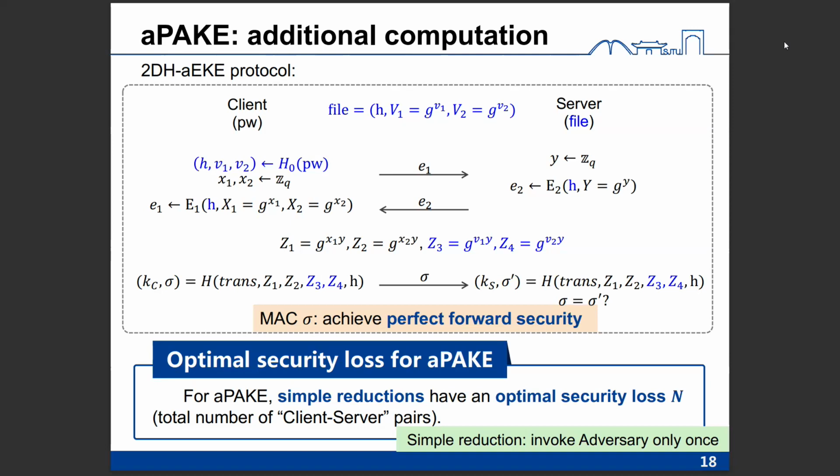In this work, we finally prove that for APAKE, simple reductions have an optimal security loss in the total number of client-server pairs. Here, simple reduction means the reduction algorithm just invokes the adversary A only once. Almost all known proof techniques fall into this type of simple reduction. That means twin-DH AEKE has optimal security loss.